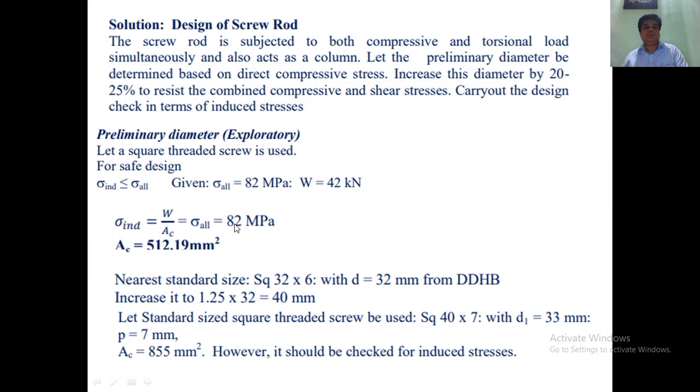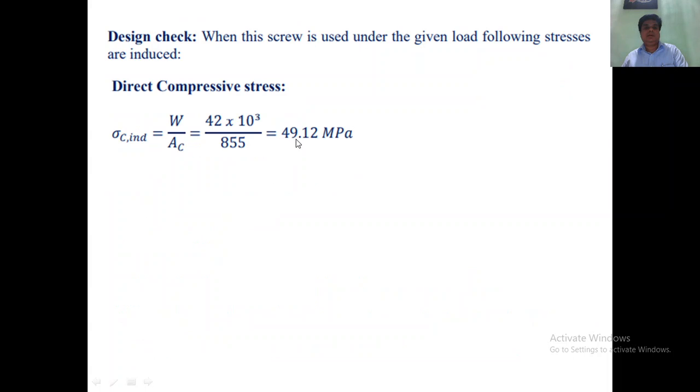So you can see it is almost half of that. Okay, so that means the design is safe. Your screw rod is safe for this load.